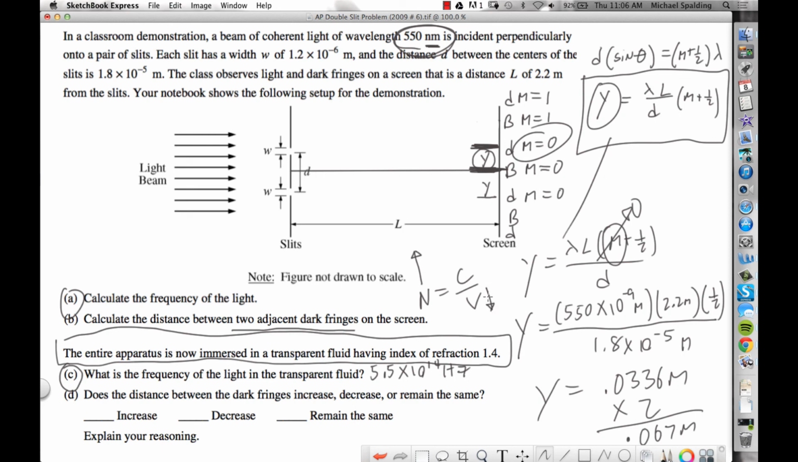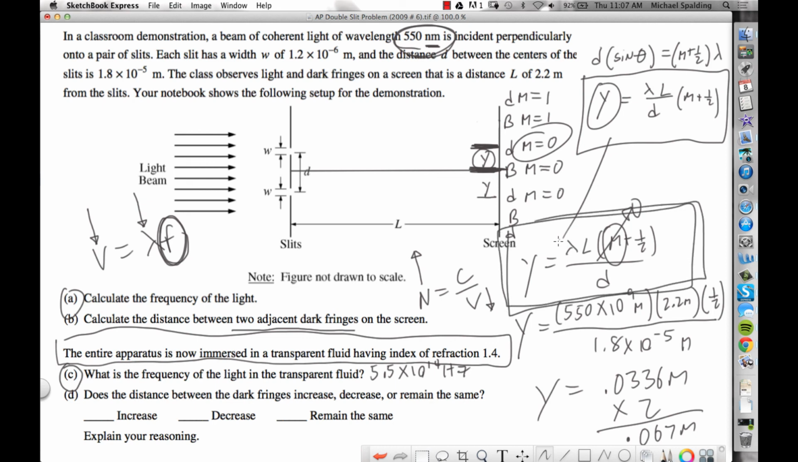Well, look, what caused the v to go down? Well, what's the wave equation? Velocity is wavelength times frequency. Frequency is constant. That doesn't change. So if the velocity goes down, what must have caused that? The wavelength. Now come over here. Look at this equation. If the wavelength goes down, what happens to y? It gets smaller. So the answer is decrease.